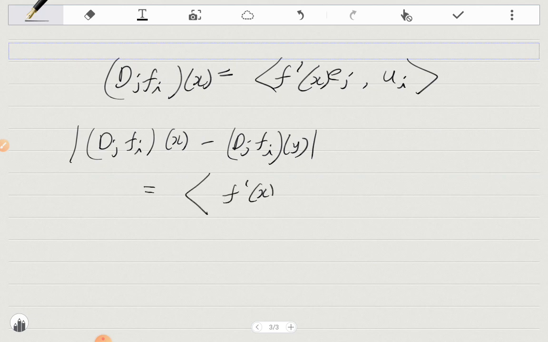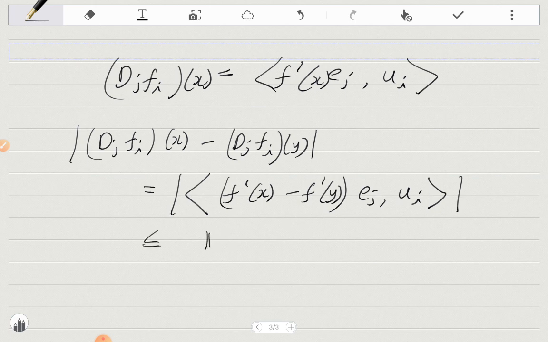the absolute value of the whole thing: f prime x minus f prime y, a linear transformation acting on e_j, in a product with u_i. Then I use Cauchy-Schwarz to get that this is less than or equal to the norm of f prime x minus f prime y applied to e_j, times the norm of u_i, which is 1.